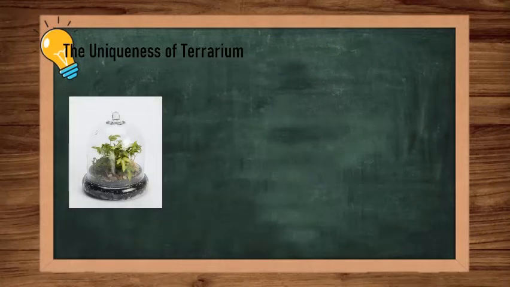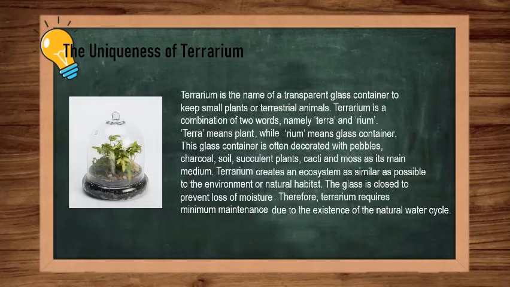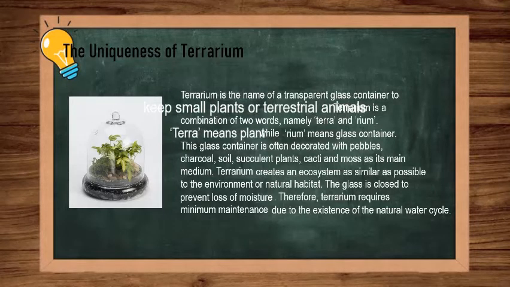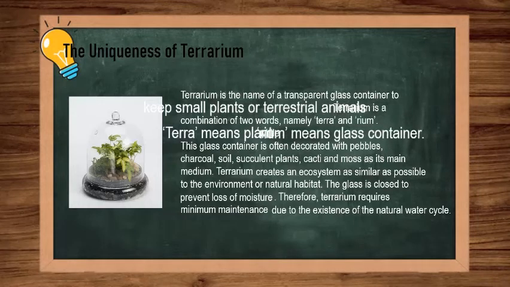The uniqueness of terrarium. This is the example of terrarium. Terrarium is the name of a transparent glass container to keep small plants or terrestrial animals. Terrarium is a combination of two words, namely terra and rium. Terra means plant, while rium means glass container. This glass container is often decorated with pebbles, charcoal, soil, succulent plants, cacti and moss as its main medium.